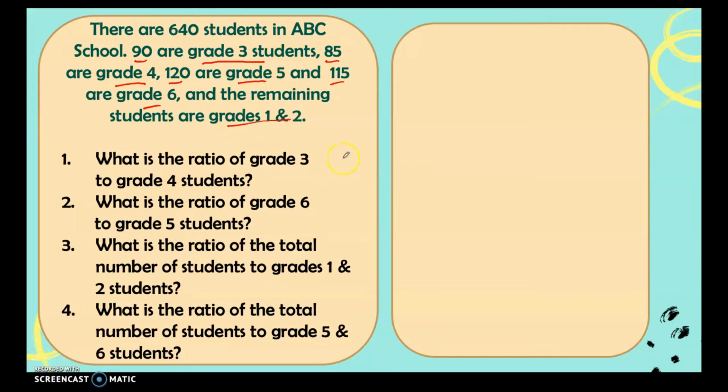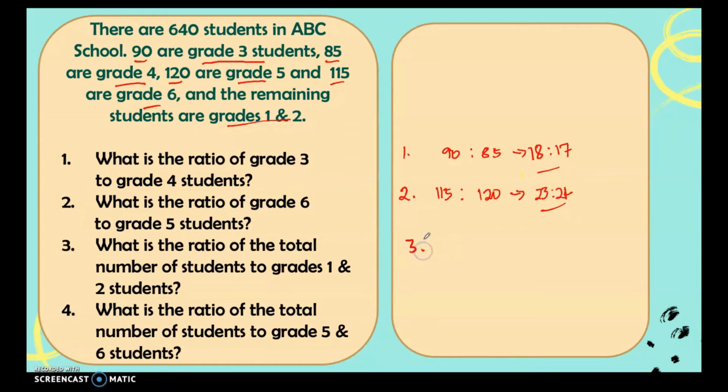Let's answer the first question. What is the ratio of grade 3 to grade 4 students? So grade 3 is mentioned first, so we need to write the number of grade 3 students, which is 90, is to, for grade 4, we have 85. And since we need to simplify that, our final answer is 18 is to 17. Next, what is the ratio of grade 6 to grade 5 students? So grade 6 is 115, and grade 5 students is 120. And when we simplify that to lowest term, the answer is 23 is to 24.